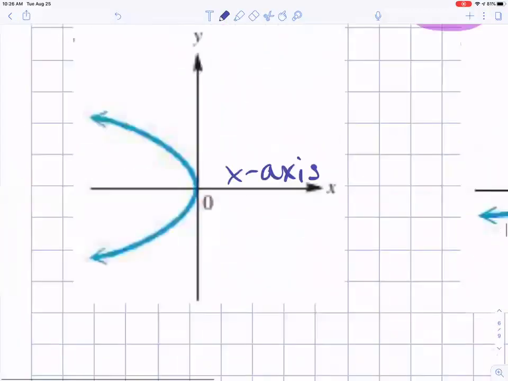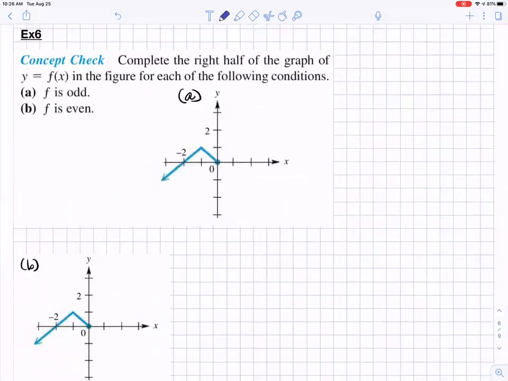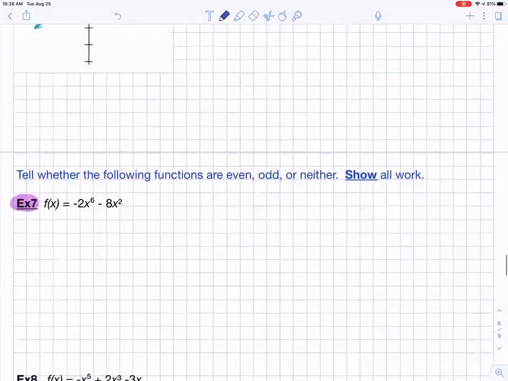Go back to that first one. Where would my fold on paper be if I were working it that way? On the x-axis, and the top and the bottom would line up. That's a great way to do that as long as you have paper. Doesn't work so well on the iPad.